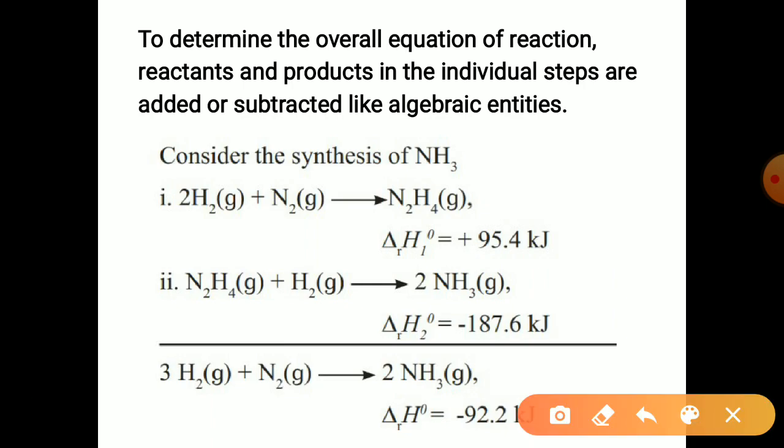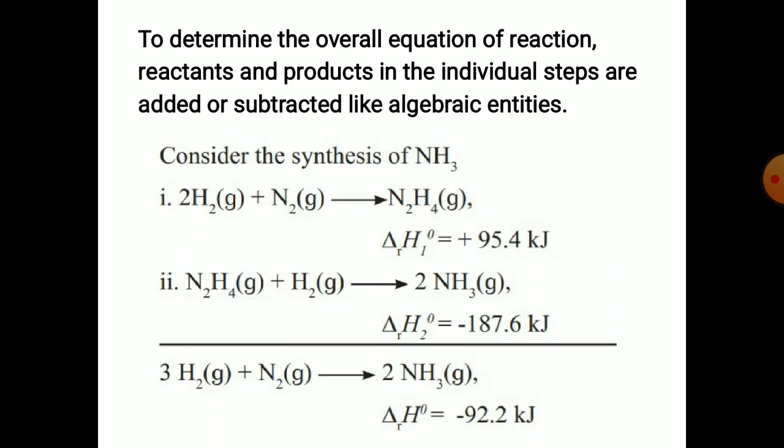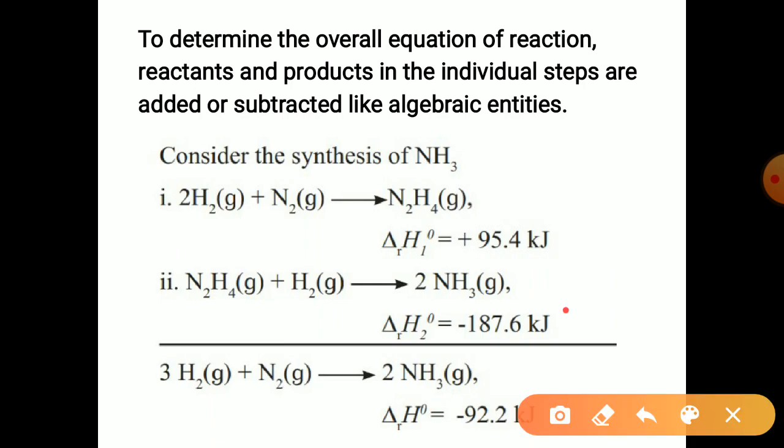Now the second step: the N2H4, hydrazine, reacts with hydrogen to form ammonia, and this step is exothermic because 187.6 kilojoules of energy is released, as the sign is negative.